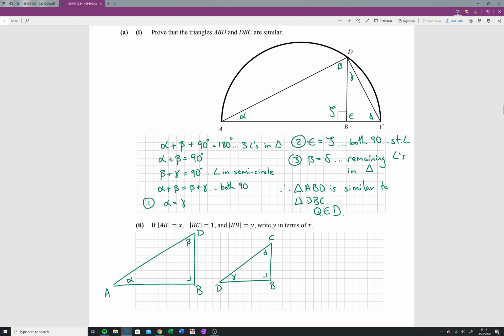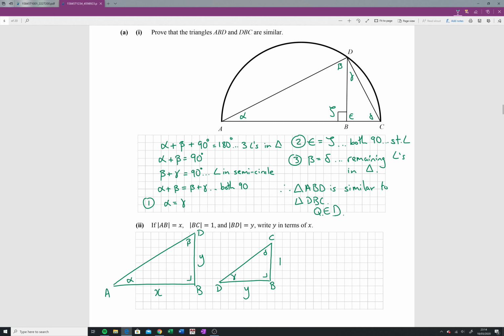We'll now fill in our values. We know that A to B is X, so that's that one there. We know that B to C is 1. And we know that BD is Y. It might look like we don't have enough information here because we've got X compared to Y and then nothing compared to 1. But of course, BD actually comes in there twice. BD is in the left-hand triangle as well as the right-hand triangle. So there we go, we have BD is Y.